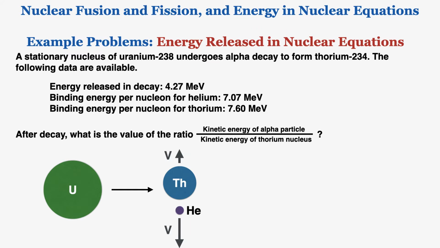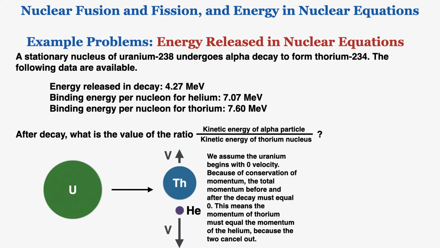And I know specifically that they're going to be moving away from each other because we assume the uranium is beginning with 0 velocity, and because of the conservation of momentum, the total momentum before and after the decay must equal 0. So this means the momentum of thorium must equal the momentum of the helium, because the two are canceling each other out. So we can use this to solve the problem.